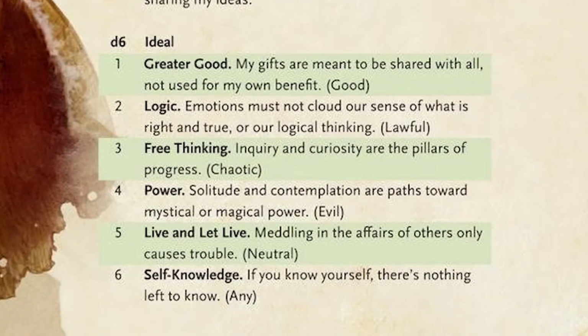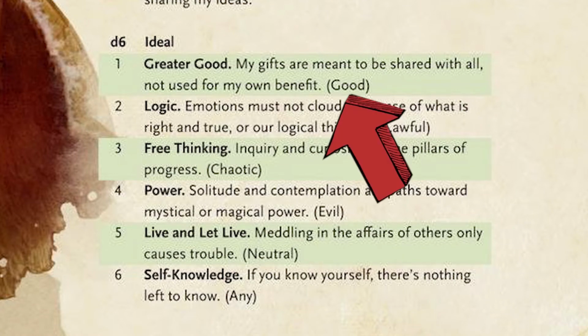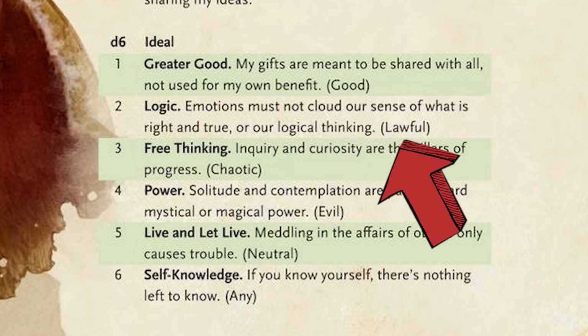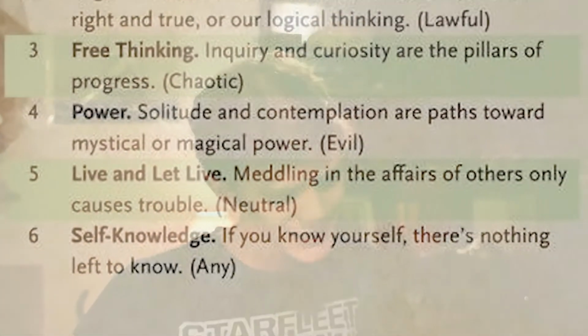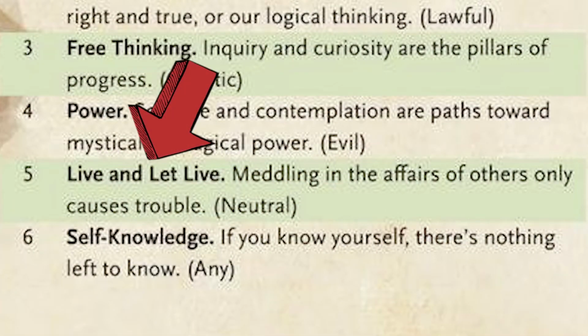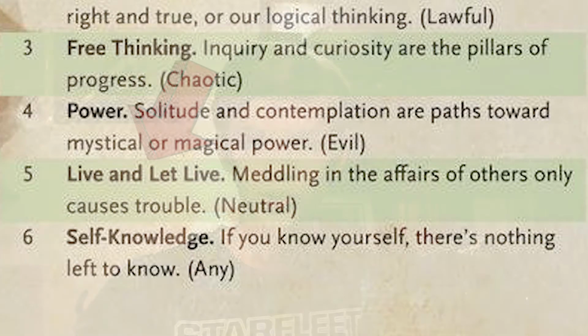So going on down to the ideal table, we can see for some reason at the end of this, it has in parentheses 1 word. We can see good, lawful, chaotic, evil, neutral, any. These are simple suggestions based on your alignment, which we covered in part 1. For example, if you had a true neutral character, the suggested ideal would be live and let live. Meddling in the affairs of others only causes trouble.